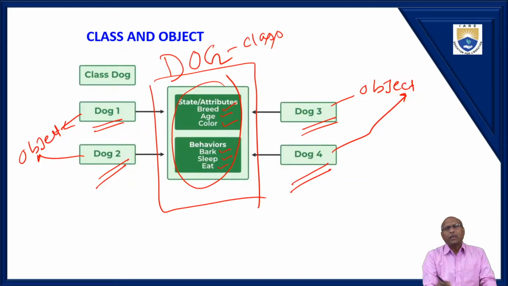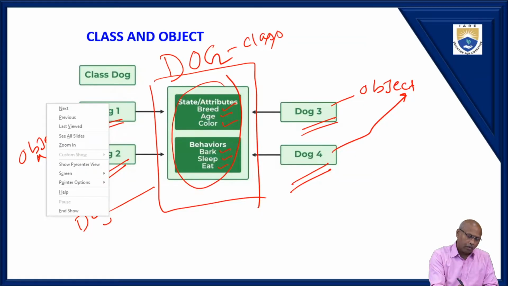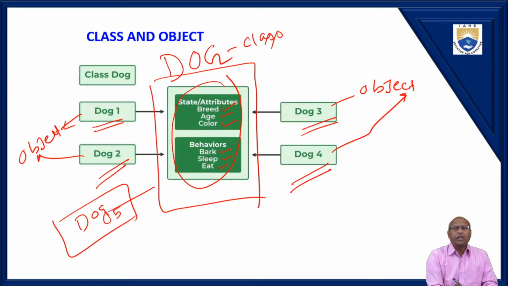Now you may ask, can you create any number of objects? Yes, you can create any number of objects. You can have one more object called dog 5 also. This dog 5 will also have the same attributes and the same behavior. You can create any number.